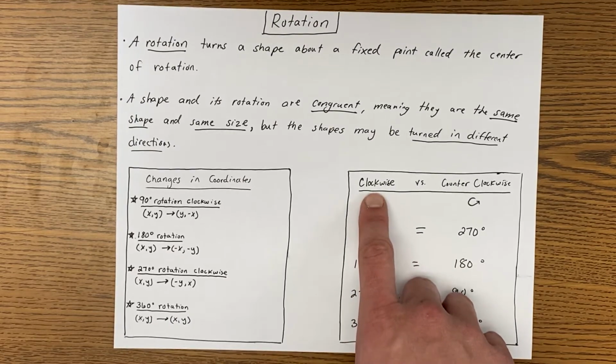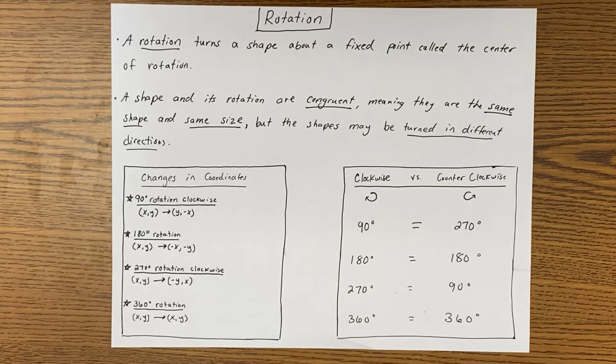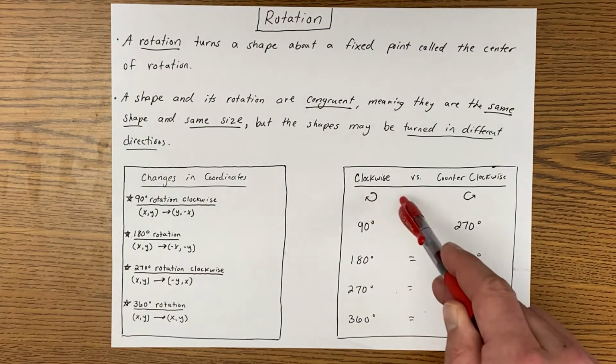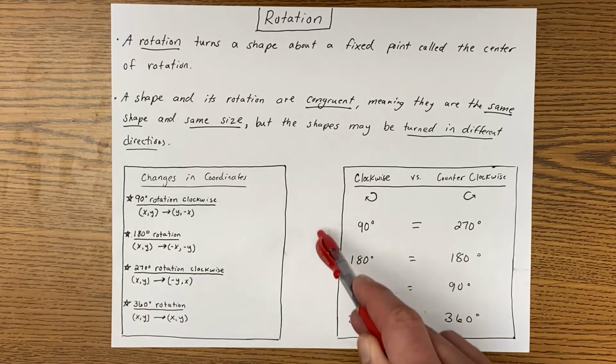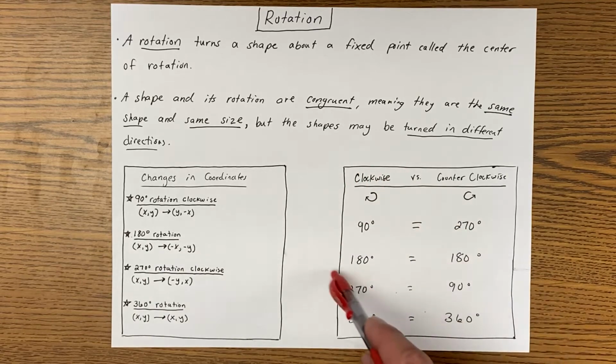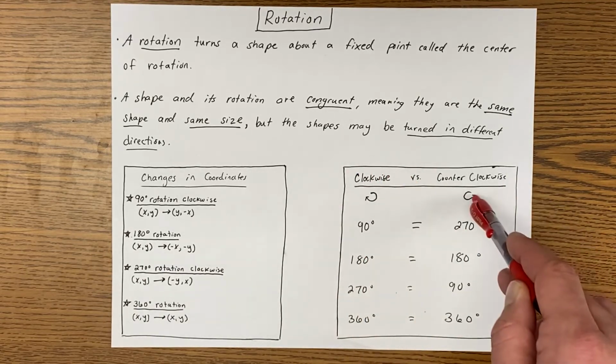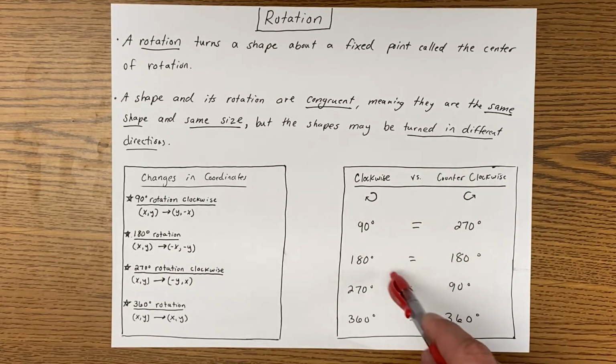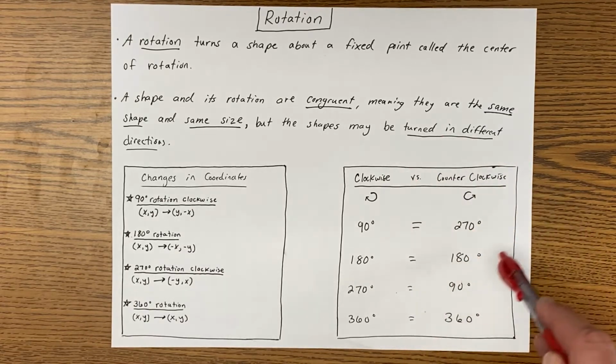There are clockwise rotations and there are counterclockwise rotations. What they mean by clockwise and counterclockwise, if you think about an analog clock, a clock that has a minute hand and an hour hand, clockwise is how the hands on the clock will rotate. Counterclockwise means the opposite of clockwise, so it'll be going in this direction.